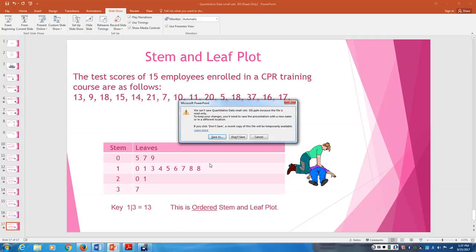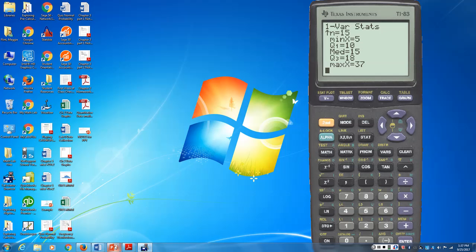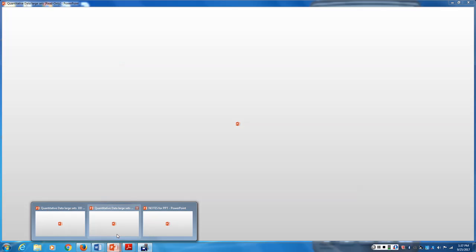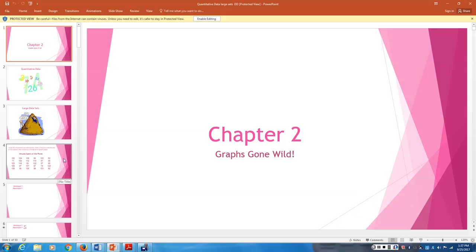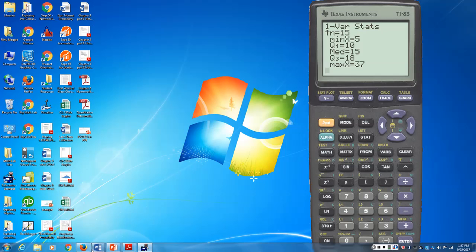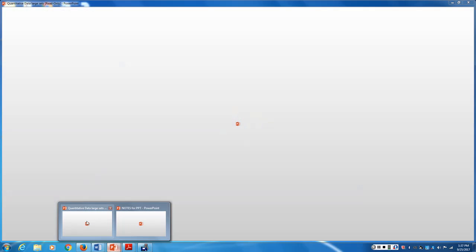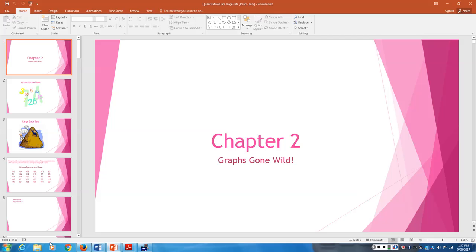So that's the last two of the charts that we look at in Chapter 2. Now I'm going to quickly look over quantitative data. Let's see, we already did that one, so I need to close that one. And we're going to look at quantitative data. Well, I've got that one misnamed. We've already done large sets, though.